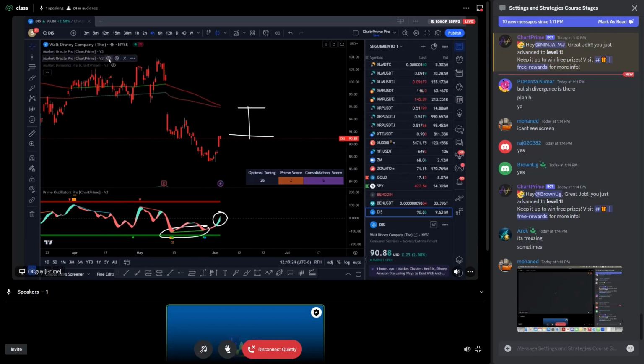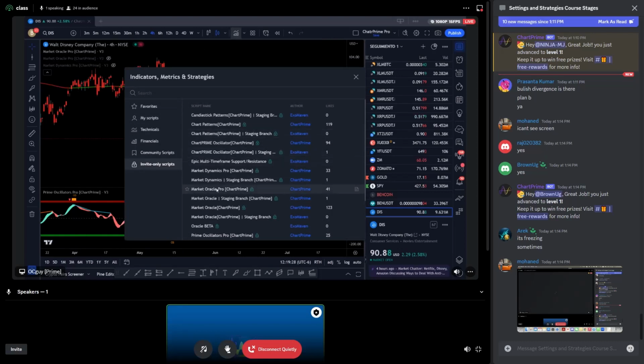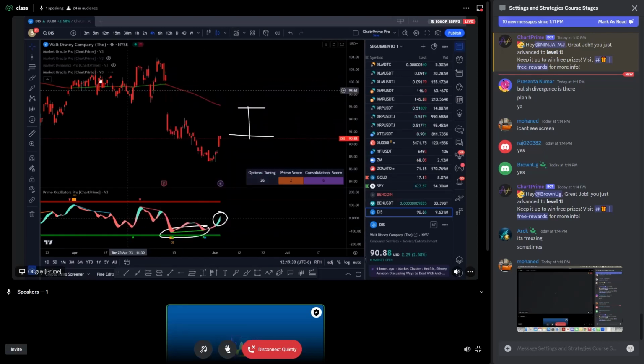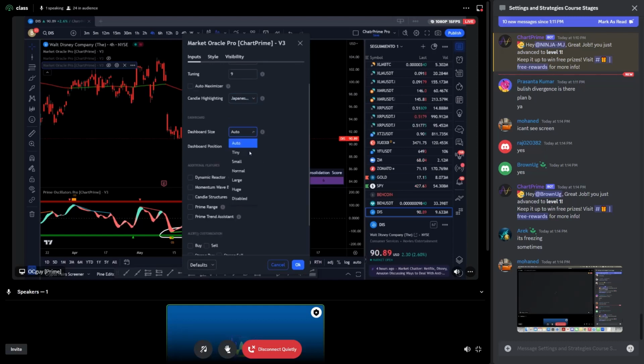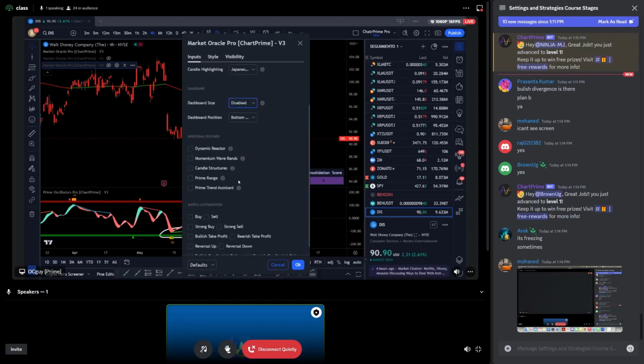So let me turn this one off, right? And add another Market Oracle. So Market Oracle Pro, one more time. Let me just remove this one so we can have them all together. I'm going to turn it off so I don't get spam with everything in there. I'm going to disable signal mode. Candle is going to be Japanese. Dashboard is going to be disabled. And the other one is going to be prime trend assistance.